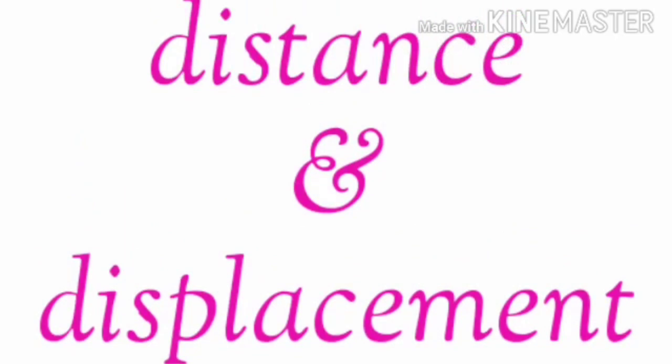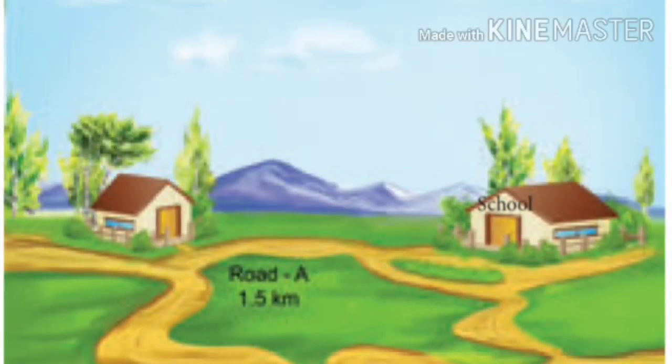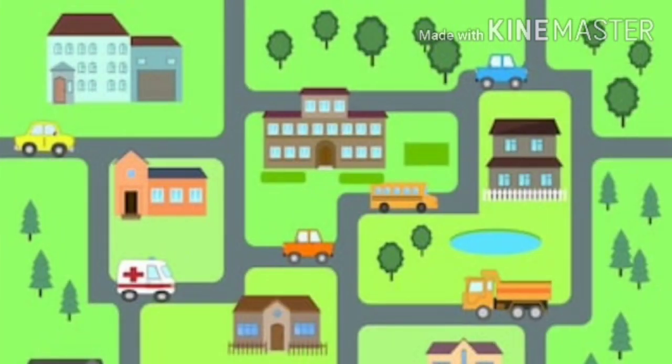In this session, we discussed distance and displacement. Look at this picture. We have two paths to reach the destination. For example, from your house to school. In this, we have different paths to reach the destination, but we choose only the shortest distance to reach the destination early.